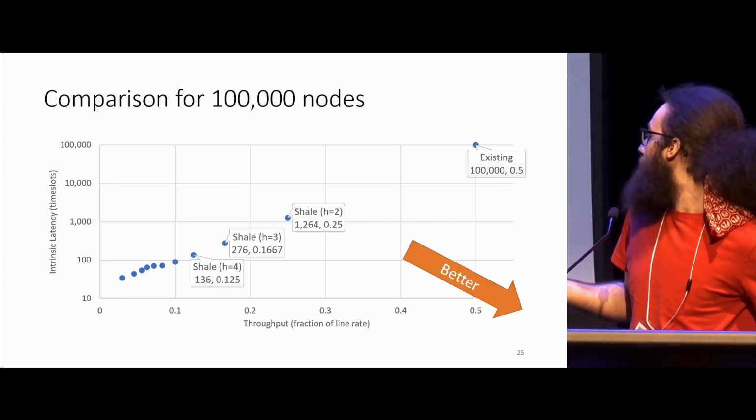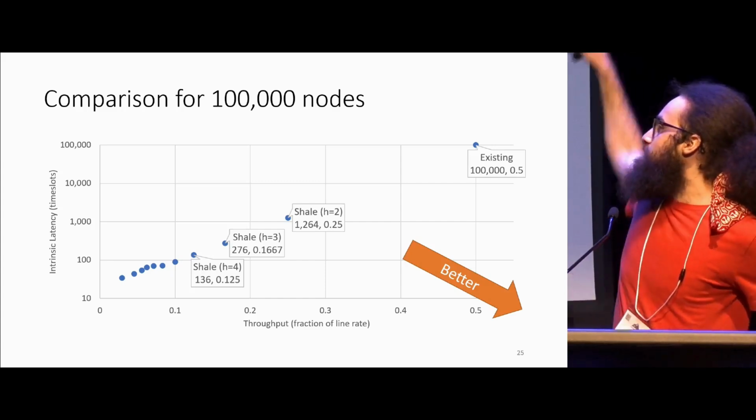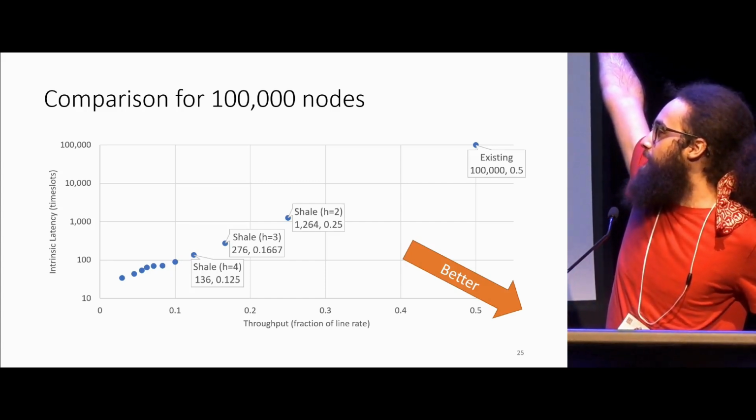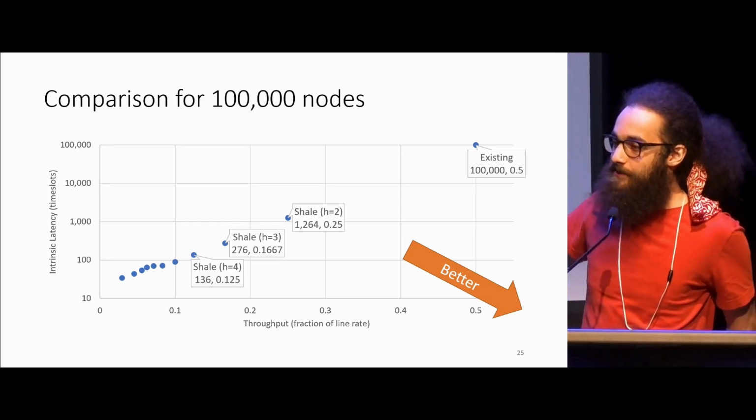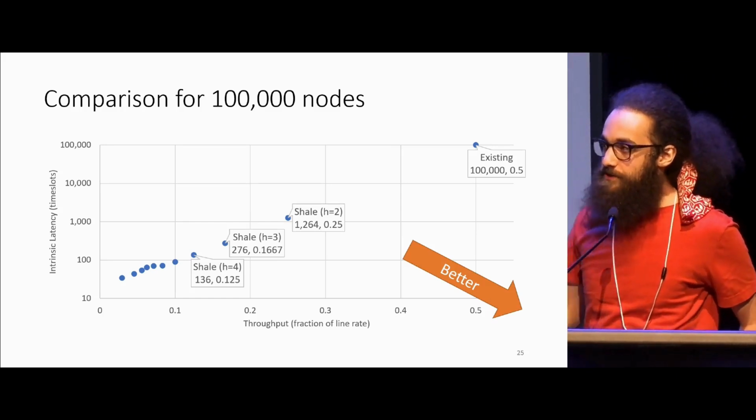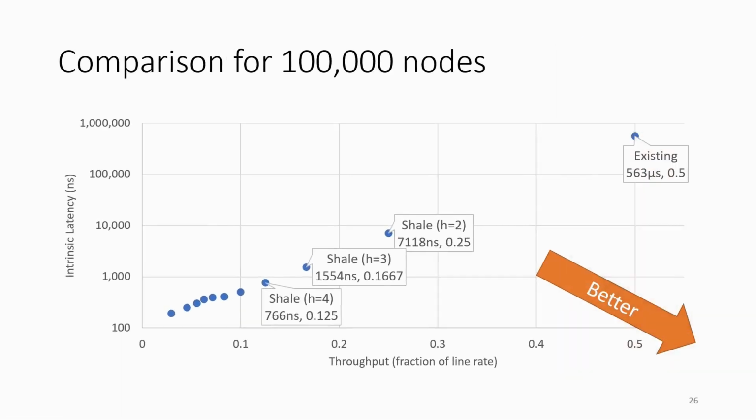We want to have high throughput and low latency. So the existing designs have really bad latency, sorry. They have a latency of 100,000 time slots at this scale. And if we use the same time slot length that we use in our evaluation, we see that that's over half a millisecond. Just by going to Shale with h equals 2, we get almost 2 orders of magnitude improvement in the intrinsic latency. And then if we go to h equals 4, we get almost an additional order of magnitude improvement. So this is a very interesting trade-off. Even though we're sacrificing some of the throughput to achieve this, we're getting orders of magnitude better latency.